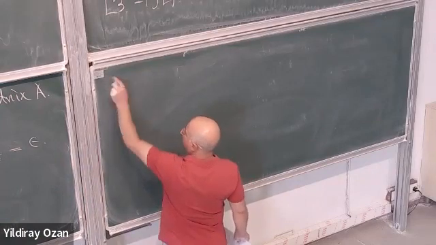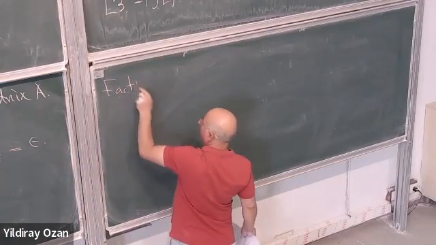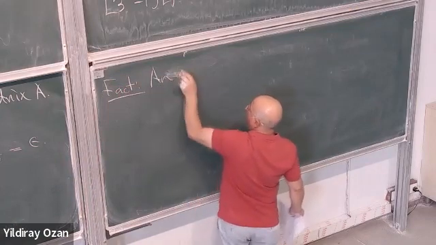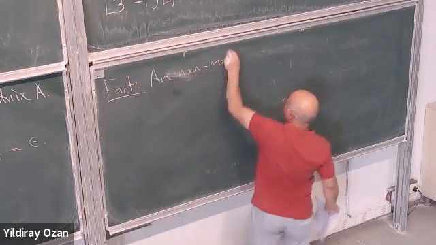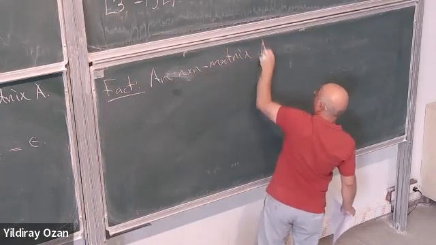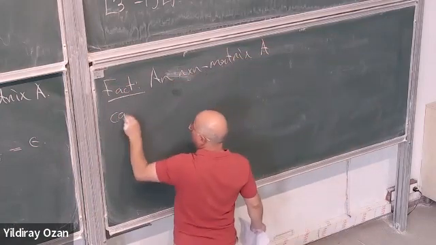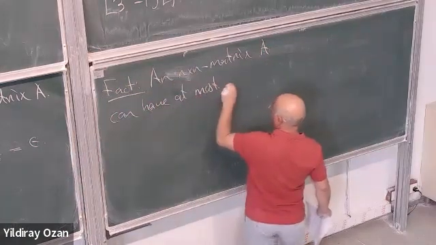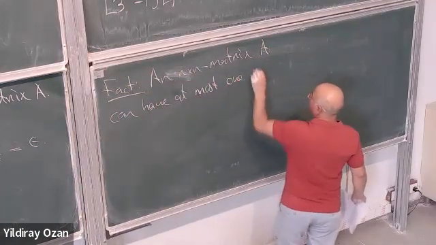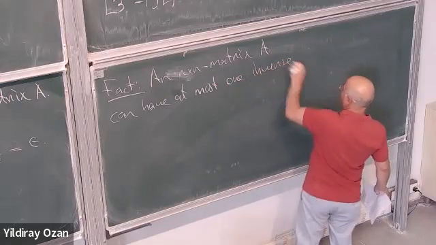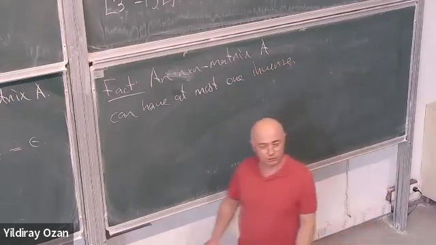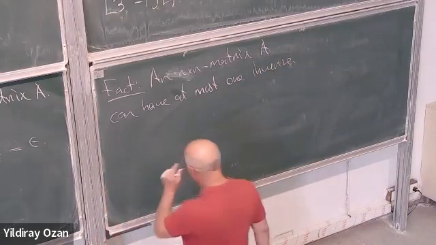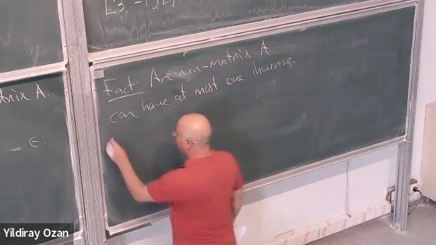So in fact, an n by n matrix A can have at most one inverse matrix. It cannot have more than one. Why is that? Proof.